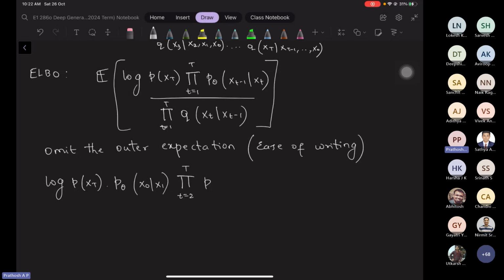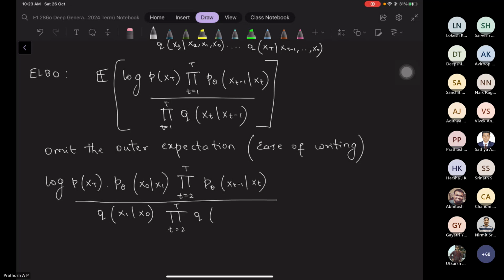The product over t equal to 2 to capital T of p theta of xt minus 1 given xt, divided by, we'll do the same thing with the encoder also. The q of x1 given x0, take that out, and what is remaining is the product over t equal to 2 to capital T of q of xt given xt minus 1.